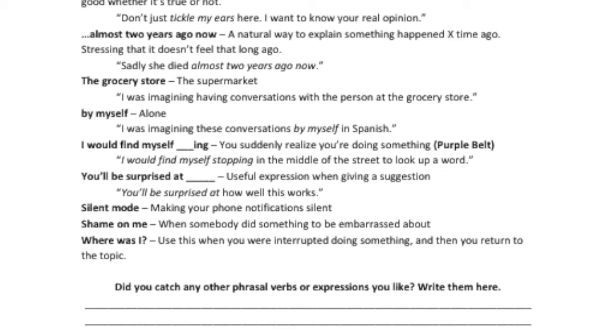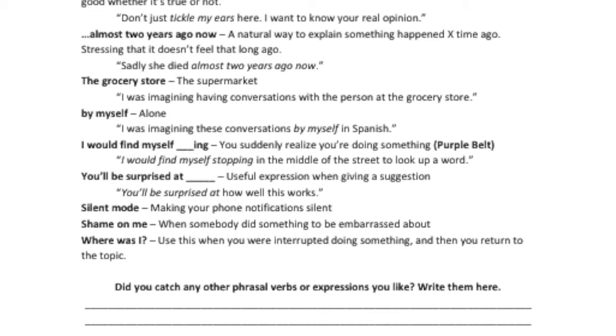Next, you'll be surprised at. This is an expression to just say something surprising, right? And it's normally to give a suggestion. So you'd be surprised at how well this works. You'll be surprised at how quickly you'll finish. You'll be surprised at how much you'll learn in this course, right? When you're giving a suggestion, you can use this to show that the results will be more than they expect or faster than they expect.